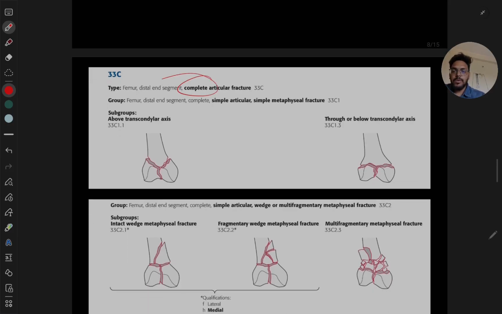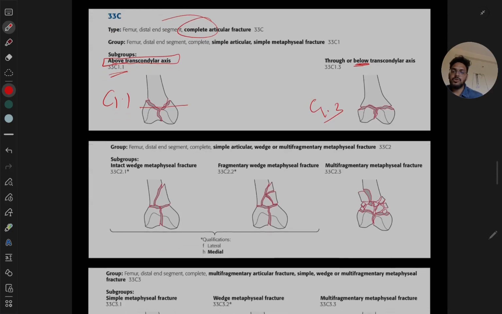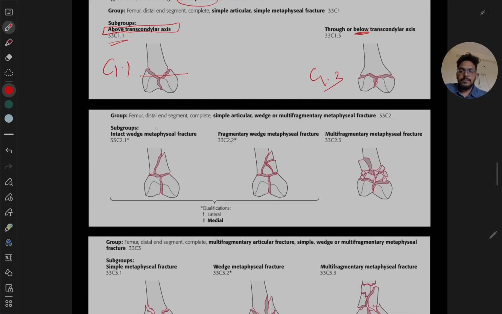Coming to C, the complete articular fractures, C1.1 is above the transcondylar axis. This is the transcondylar axis. If the fracture is above the transcondylar axis, then it is C1.1. If it is through or below the transcondylar axis, then it is C1.3. There is no C1.2. Then coming to C2, in C2.1 the wedge is intact. Okay. In C2.2 the wedge is fragmented, and multifragmentary metaphyseal is C2.3.